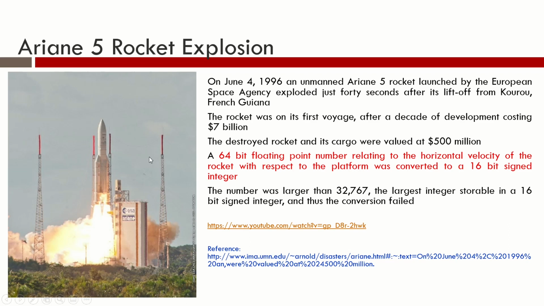This again happened during a conversion, when a 64-bit floating point number related to the horizontal velocity of the rocket was converted to a 16-bit signed integer. And what happened is that when this number became larger than the maximum limit, that is 32,767, the conversion failed, and that failure resulted in the rocket exploding.